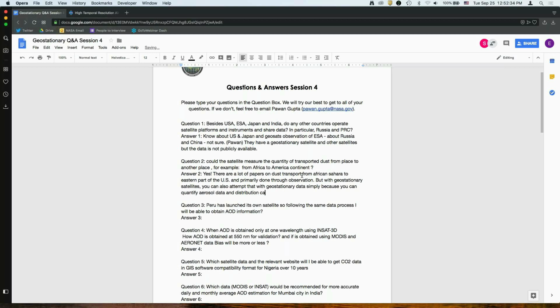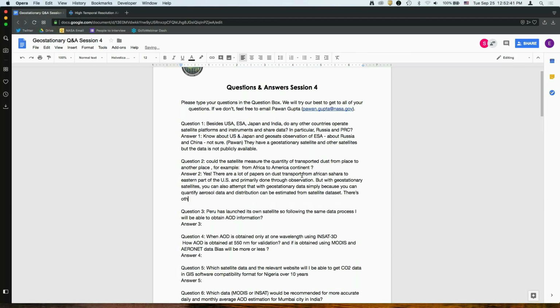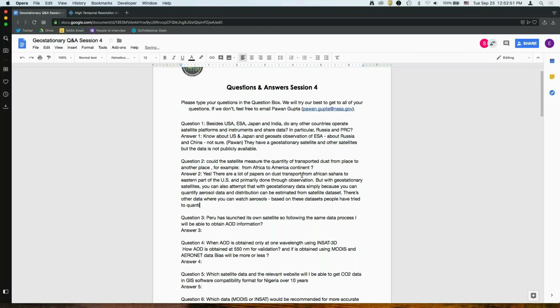And there are certain other instruments like LiDAR, etc., through which you can also see up to what height the aerosols are distributed. So based on these data sets, people have tried to quantify the amount of dust in the atmosphere and how much dust from Sahara goes to America over the Atlantic region. So some of these studies have been done.